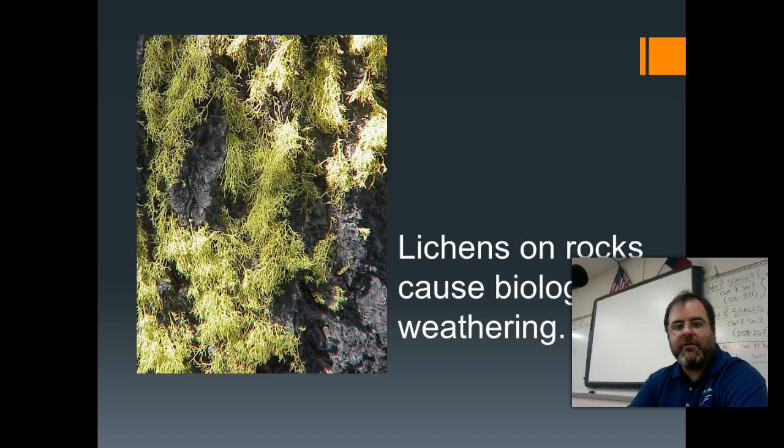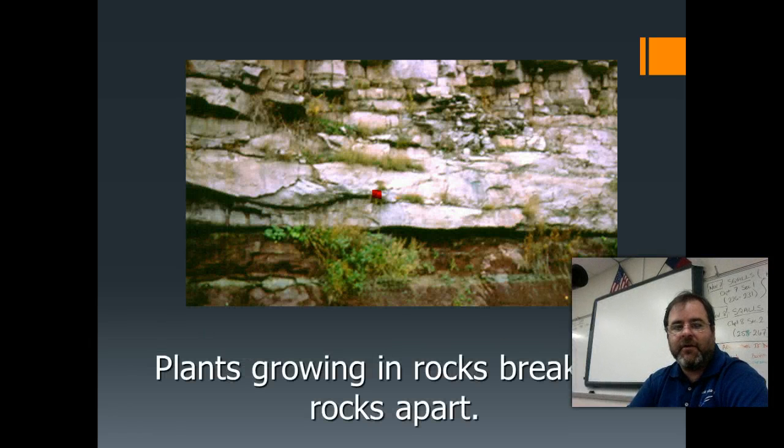Here's lichen causing biological weathering. The pieces of the lichen, the roots and whatnot, are getting inside the little crevices of the rock and breaking it apart. Here you can see right in through here and right in through here, all over the place. Parts of the plant getting within the rock and breaking it apart.